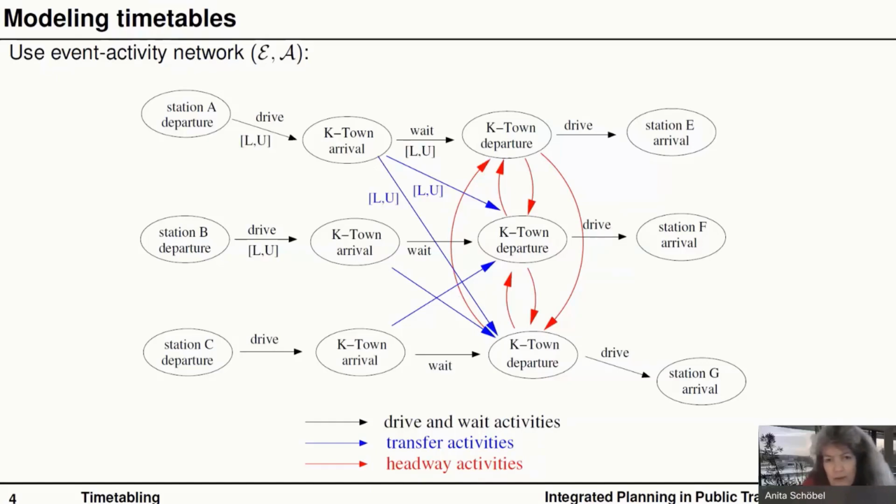What we also have are lower and upper bounds on all these activities. A driving activity between 2 stops or 2 stations usually takes some time. If a train goes fast, that would be the lower bound, and if the train goes slow, we can also have an upper bound.